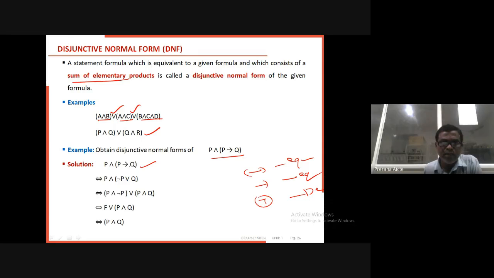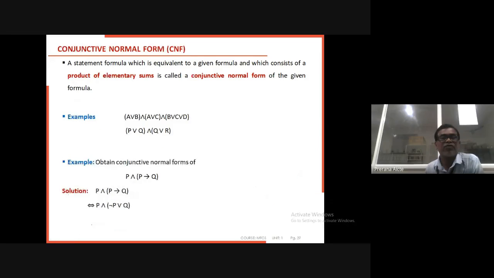So here P and P implies Q is there. P implies Q is written as negation P or Q. So here P and negation P, P and Q. P and negation P is false, and P and Q, finally P and Q. Now here I got only one product term, no problem. Sometimes we may get two or more product terms, then they are combined with some operation. Similarly, CNF, conjunctive normal form.